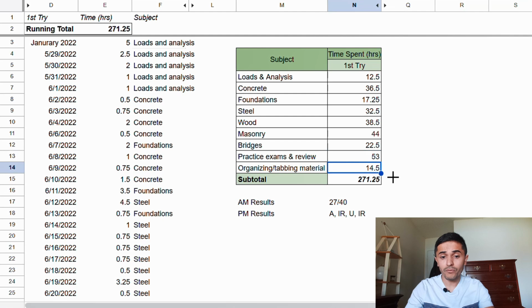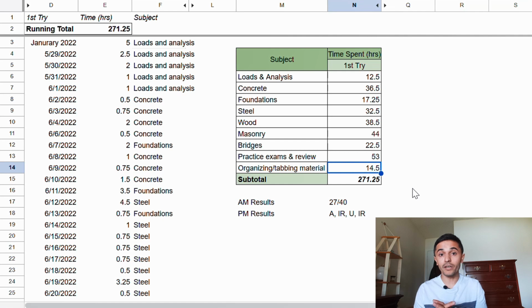And then I spent about 14 and a half hours just organizing my material, tabbing things up and doing that kind of stuff. Now, the exam is going to be computer-based in 2024. It's scheduled to transition to computer-based. I think it's still important to allocate time for that because you're going to be even more familiar with the codes and also the handbook that they may provide.